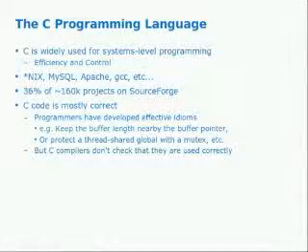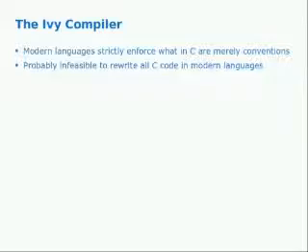So C code is mostly correct. Over the past 40 years or so, programmers have developed a set of idioms for writing correct C code. That is things like, keep the length of the buffer near the pointer to the buffer, or protect a global variable with a mutex, things like that. But C compilers don't really check that those idioms are followed. In more modern languages, sometimes these idioms are strictly enforced, whereas in C they're simply conventions.